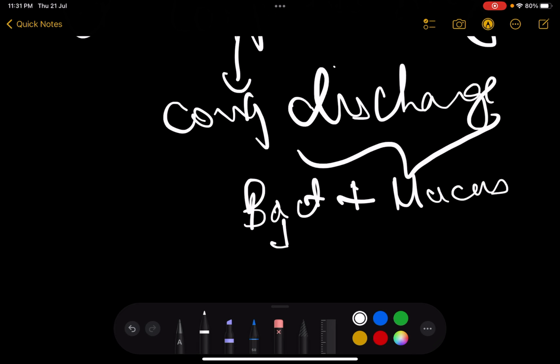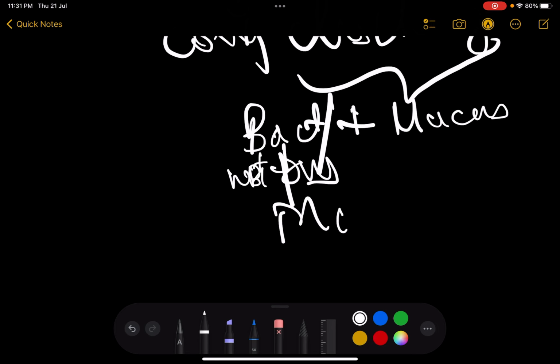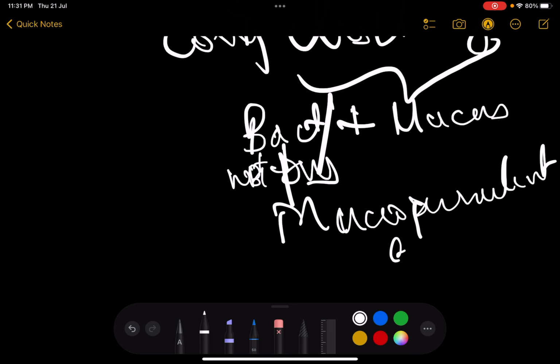Why is there going to be mucus? Because of the superficial epithelium being sloughed off, and the superficial epithelium of the conjunctiva also contains a lot of goblet cells. Because these goblet cells are being sloughed off, obviously we're going to have bacteria plus mucus, and bacteria plus WBCs is pus. So we're going to say it is a mucopurulent discharge. What discharge? It's going to be a mucopurulent discharge.